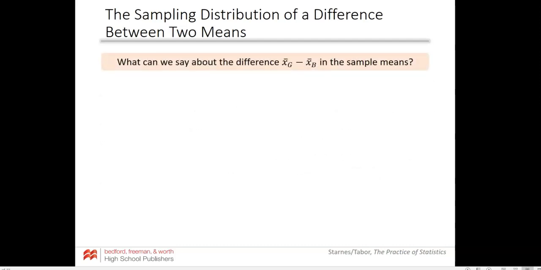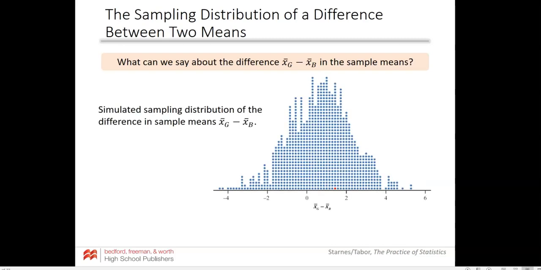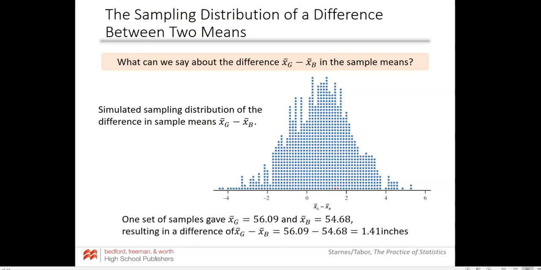So when we're doing the difference of two means, first thing, if each individual sampling distribution, boys and girls in this case, is both approximately normal, the difference will also be approximately normal. So that's the first thing you need to know. If you can prove that each one individually is approximately normal, you're good to go. You've proven that both of them are.